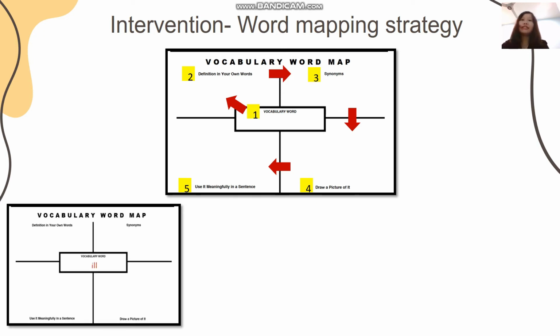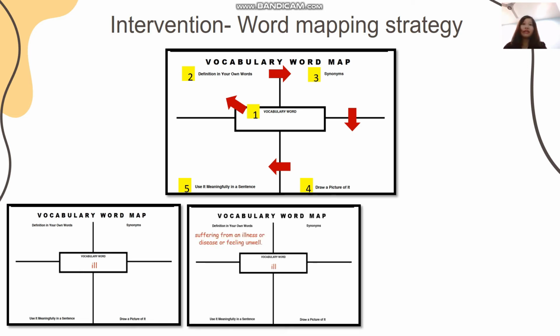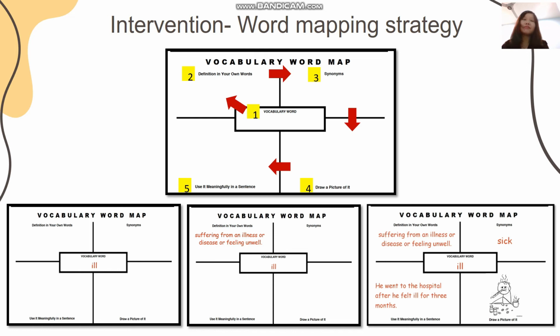So these are the examples. Firstly, I fill in the word "ill", and then I define it in my own words. Then follow it by the synonyms, pictures, and also the sentence.